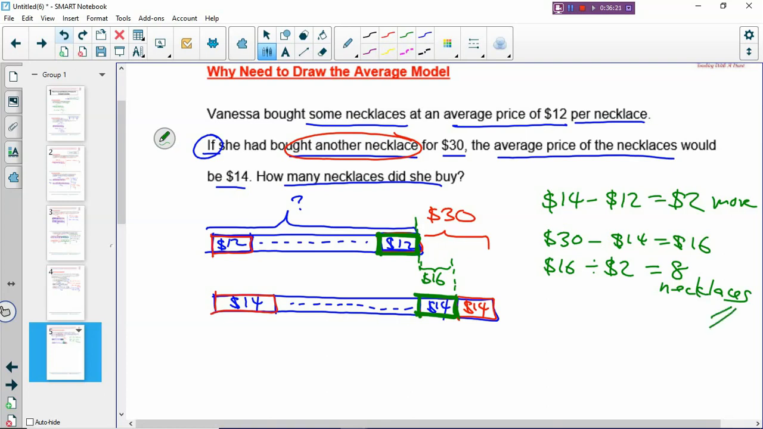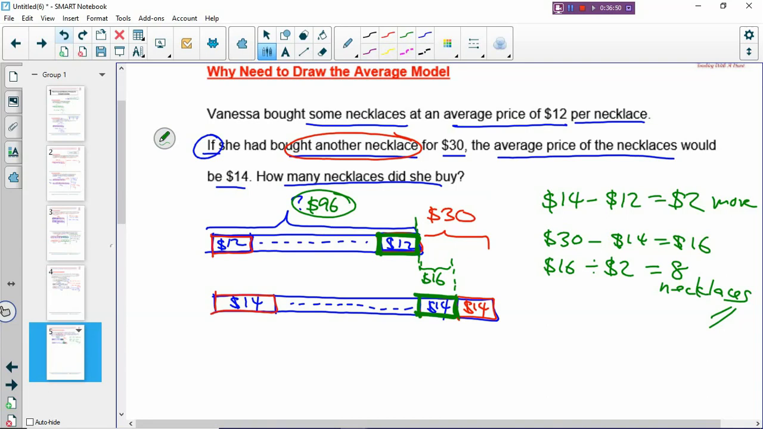So how many necklaces did she buy? The answer will be 8 necklaces. Can you check? Yes, I can check. How to check? For example, if there are 8 necklaces, then how much will she spend? 12 times 8 will be $96, right? And then if you look carefully at the bottom, if there are 8 necklaces, then every necklace is $14 each.